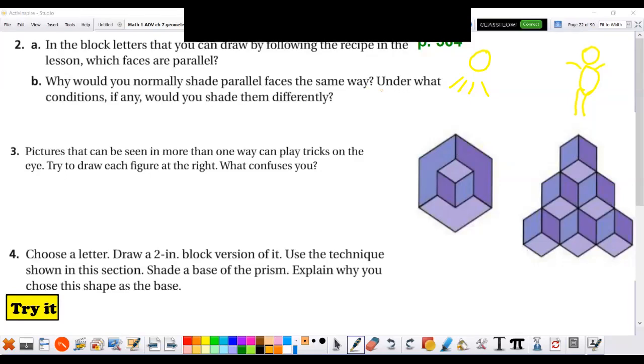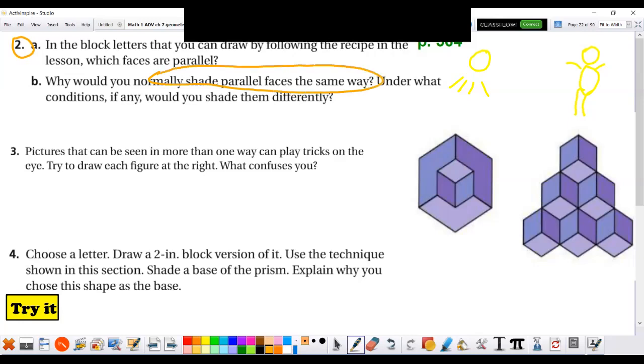Okay, let's look at this slide. This is actually the beginning of the homework. You're gonna be doing numbers 2 through 8, and here is number 2, so I'll guide you through a little. In the block letters that you can draw by following the recipe in the lesson, which faces are parallel? Okay. Why would you normally shade parallel faces the same way?